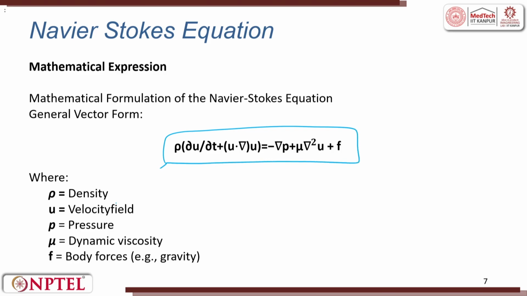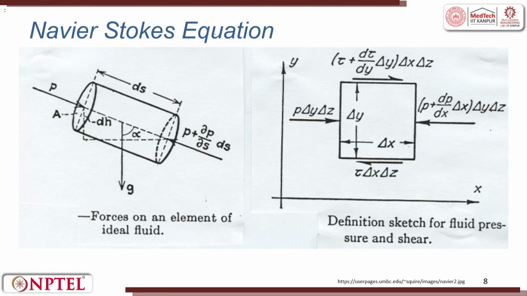So, rho is the density, u is the velocity field, p is the pressure, nu is the dynamic viscosity, and F is the force acting on the body. These are divergence operators. In the Navier-Stokes equation, the forces on an element of an ideal fluid can be represented in this way.